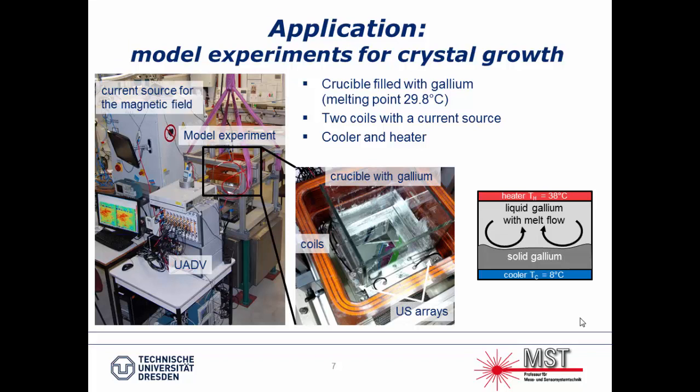Looking a bit closer at the model experiment, we have these coils, which you can also see here. Inside there is a crucible made out of glass filled with gallium, which in this case is currently liquid. When we start the experiment, we place the heater on top of it to heat it, or at least to have a certain temperature distribution for the solidification experiments.